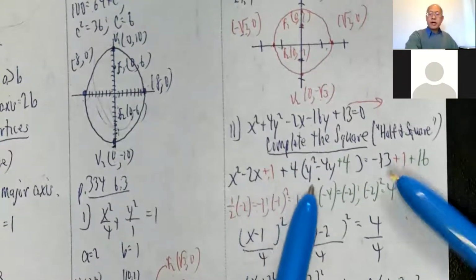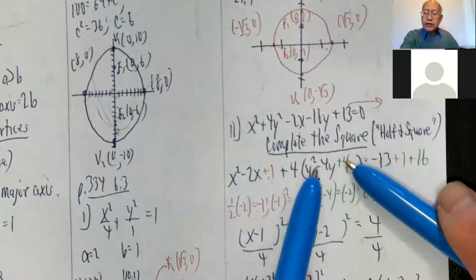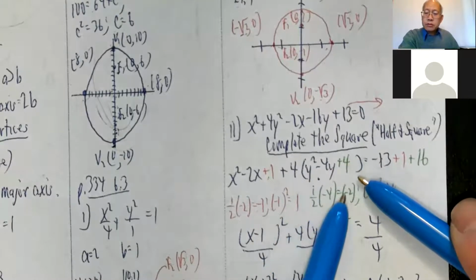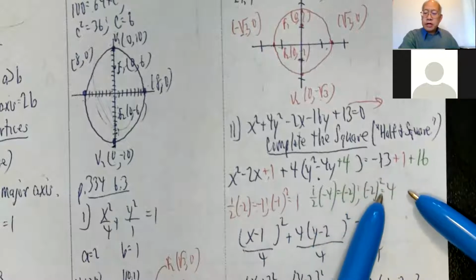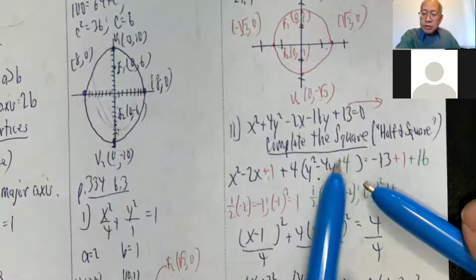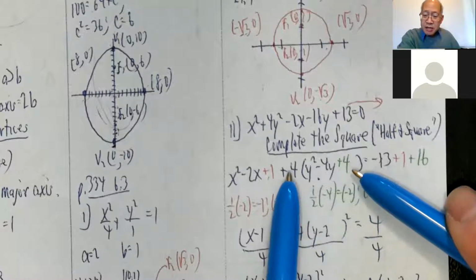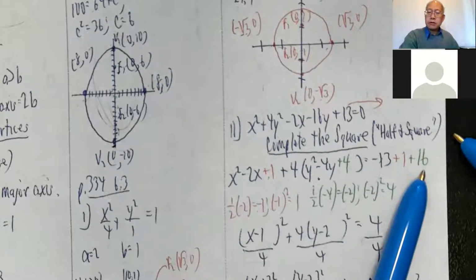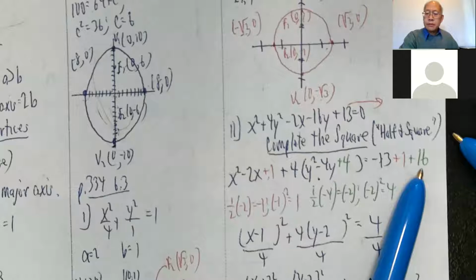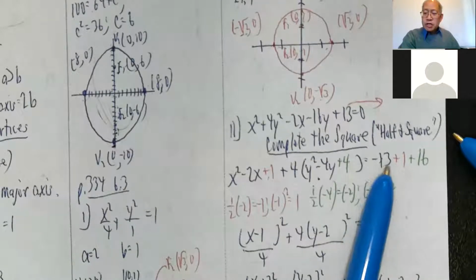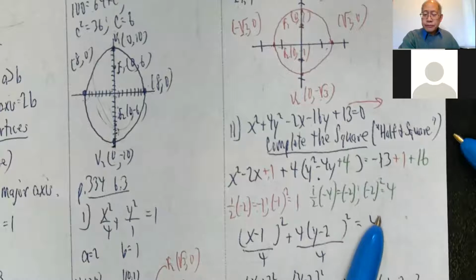Do the same thing for y. Half the coefficient of y and square it. Half of negative 4 is negative 2. Negative 2 squared is 4. So plus 4. But in green, where I write the plus 4, that's really plus 16 because it's being distributed by 4 times 4. So it's a plus 16. Right? So the right-hand side becomes, let's see, negative 13 plus 1 plus 16, that's 4.